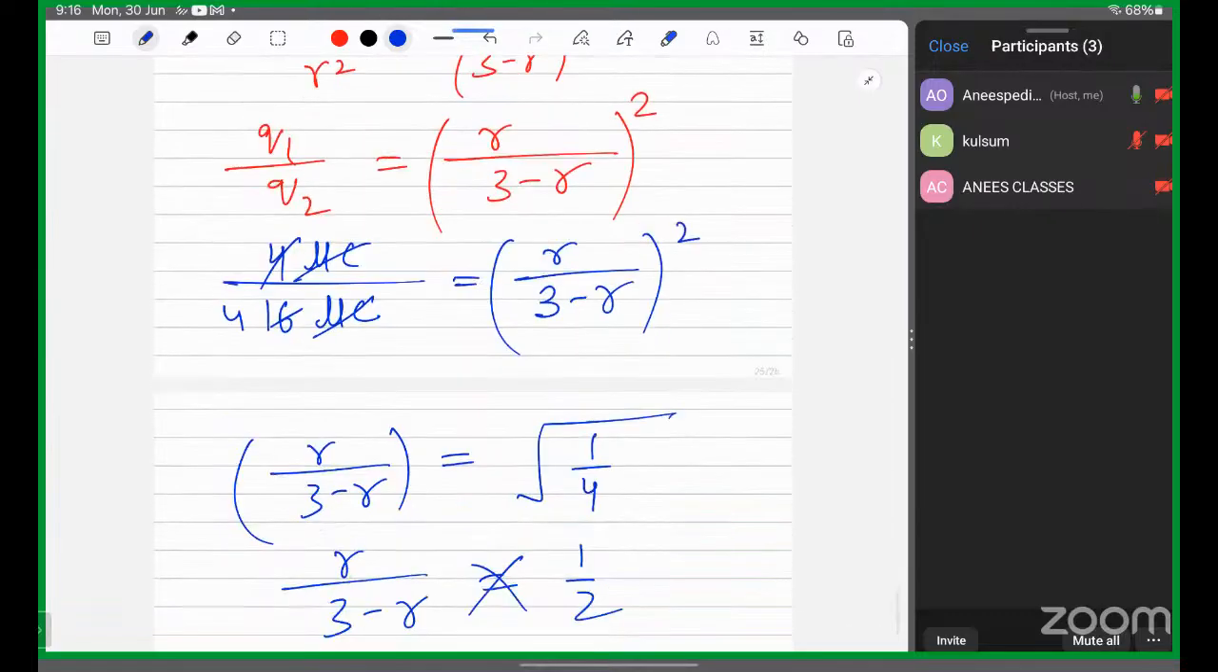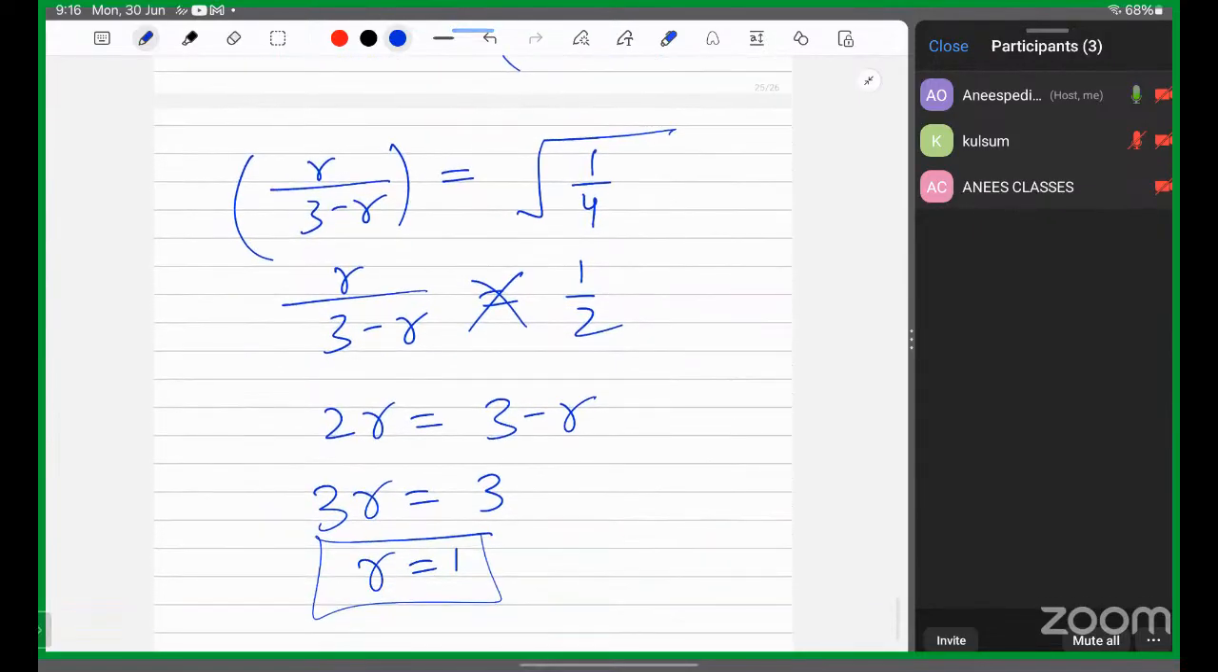Are you getting it? Or any doubt? Let's move ahead.